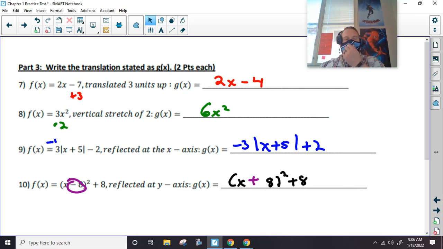If it was a horizontal stretch, that would be a vertical compress. So we'd multiply it by the flipped version. So instead of multiplying it by 2, we would have multiplied it by 1/2. It's the flip thing. And you can ask questions during the test tomorrow.